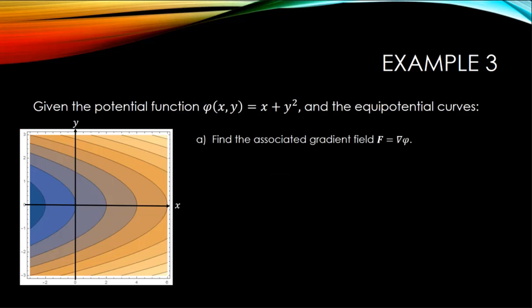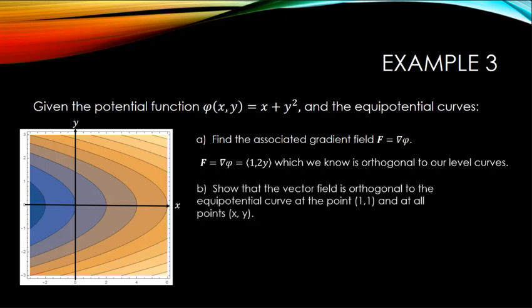The first thing I want to do is find the associated gradient field f is equal to del phi. This tells me that del phi, and f, is equal to the vector with components 1, 2y, which we know is orthogonal to our level curves. Now I want to show that the vector field is orthogonal to the equipotential curve at the point 1, 1 and at all points xy.